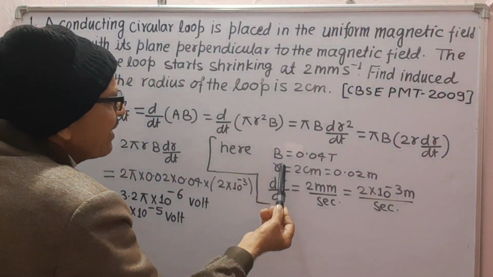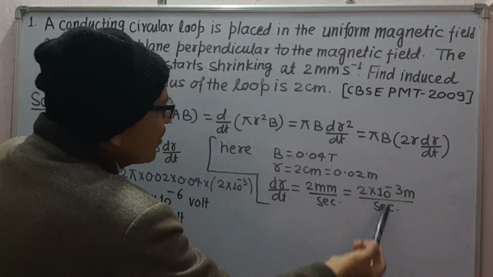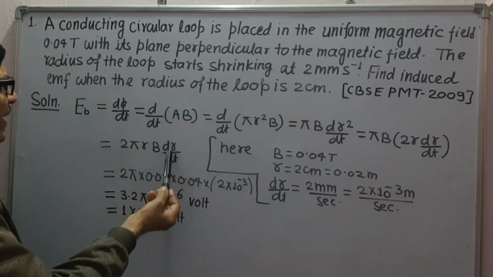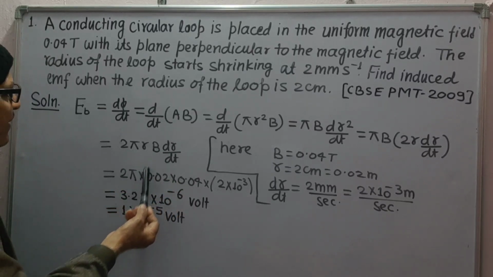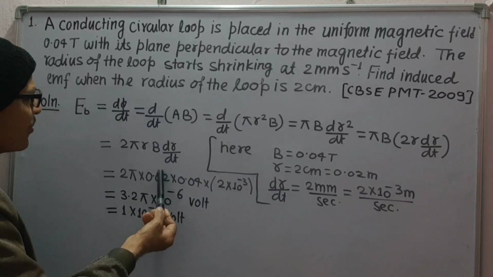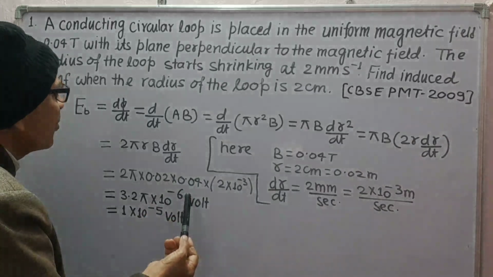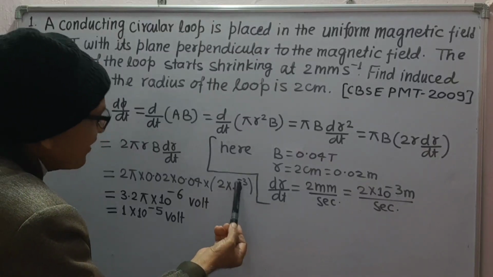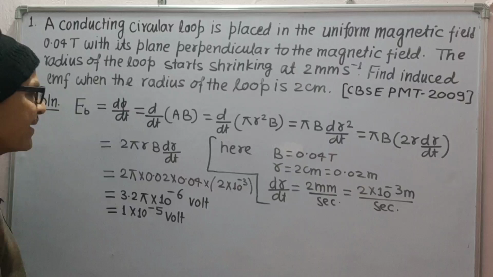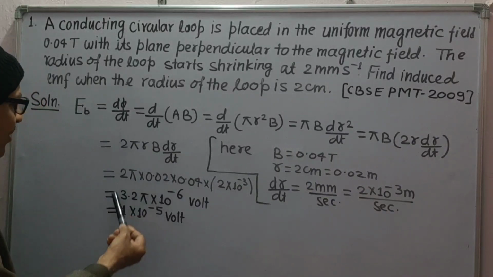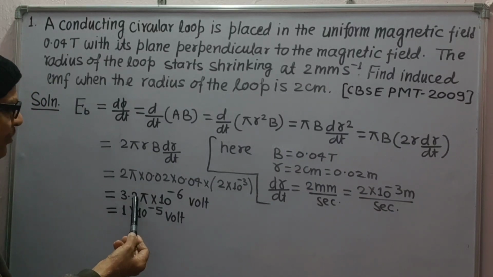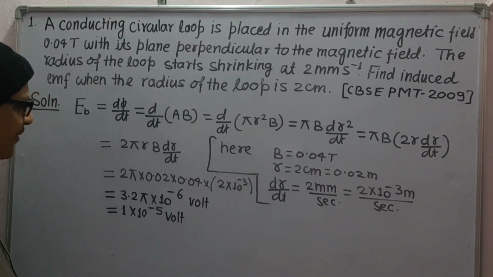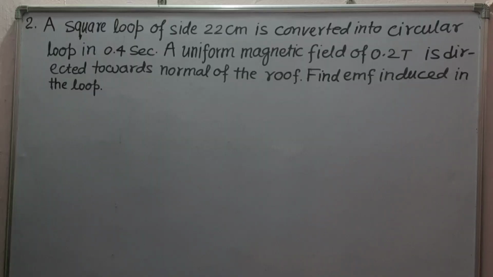Now the values of B, r and dr upon dt are known. So Eb will be equal to 2 pi r into B dr upon dt, where r is 0.02 meter, B is 0.04 Tesla and dr upon dt is 2 millimeter per second, means 2 into 10 to minus 3 meter per second. So it gives 3.2 pi into 10 to minus 6 volt, which is nearly equal to 1 into 10 to minus 5 volt. Next question number 2.